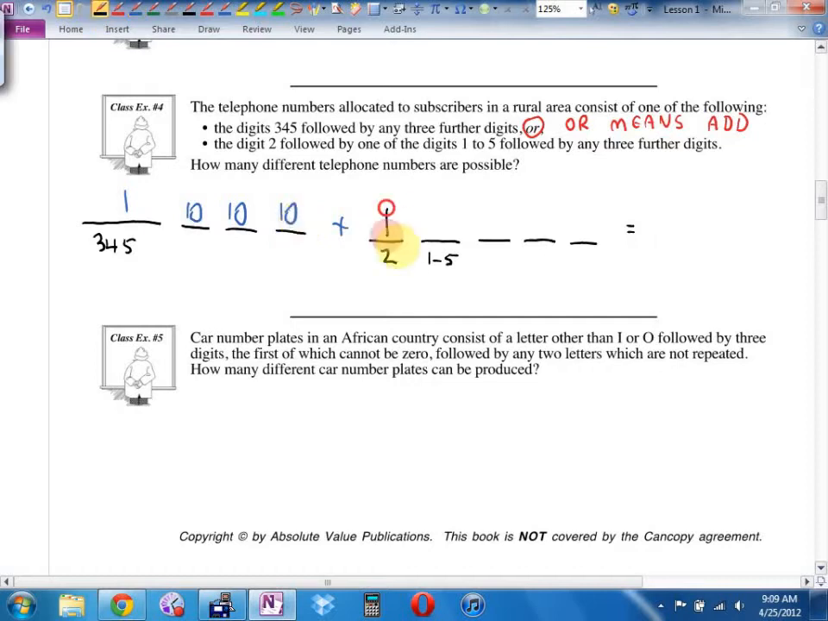Okay, you have to have a 2. You only got one way to pick it. Then I pick a digit from 1 through 5. How many choices do I have for this blank right here? 5. And then any three further digits. Any restrictions on these three further digits? No. Does it say we can't repeat? No. I think it's going to be 1 times 10 times 10 times 10 or 10 to the third plus 5 times 10 to the third. 10 to the third is 1,000, 5 times 10 to the third is 6,000, double checking. Is it 6,000?